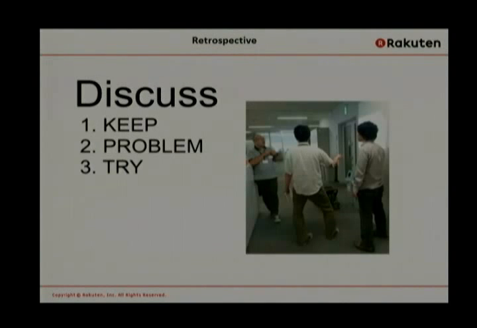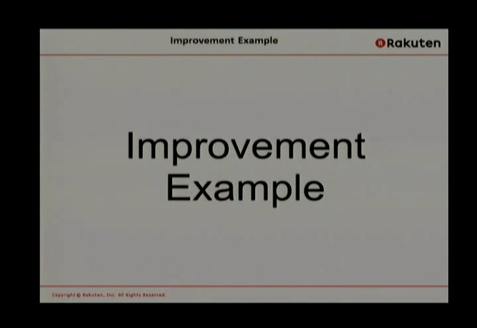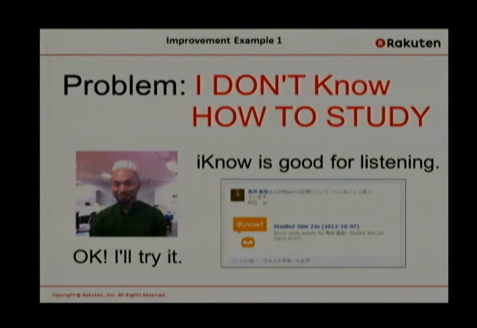Retrospective discusses the following 3 points. First is what we should skip. Second is problems. Third is next try. So the more the sprint progresses, the more the sprint improves. So I would like to show an improvement example. I had a problem: I don't know how to study. My team member said, iKnow is good for listening. So I study now with iKnow.